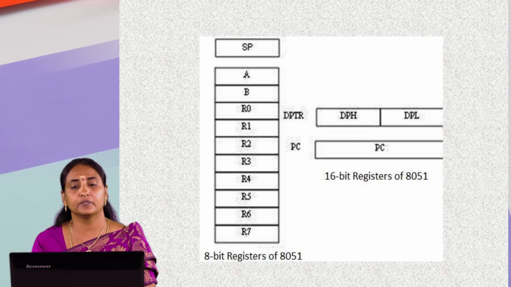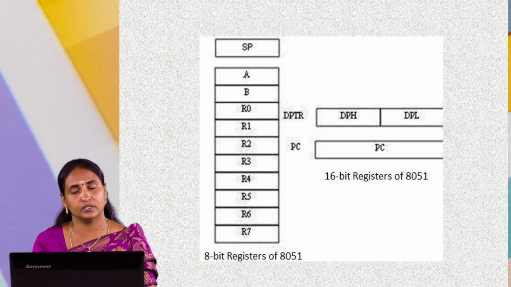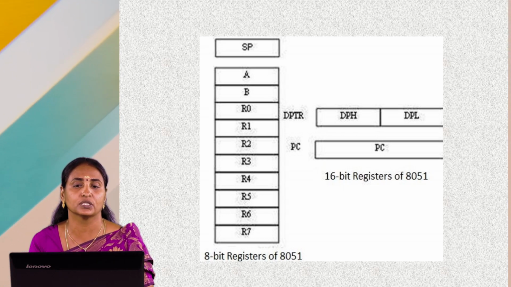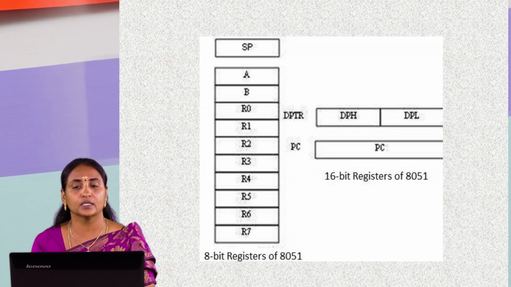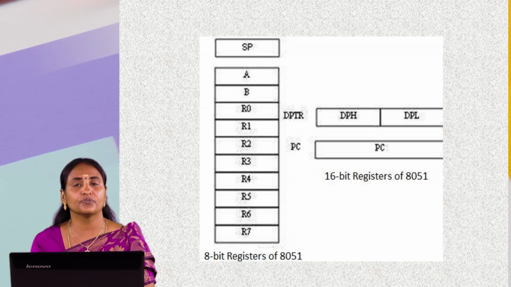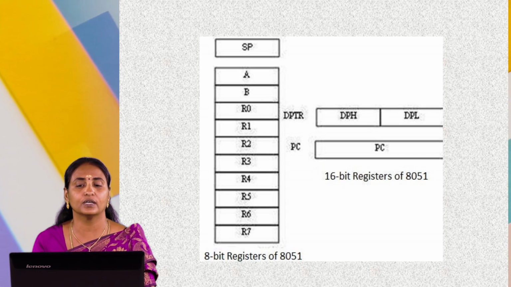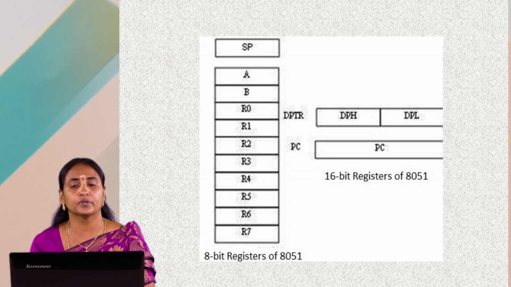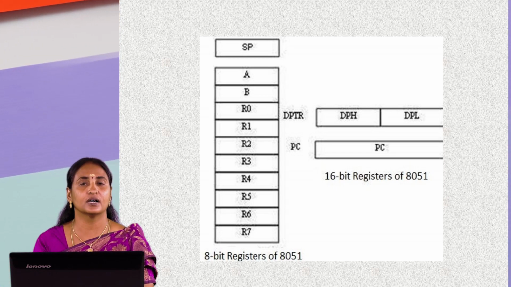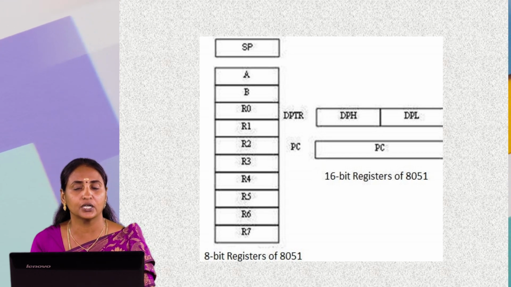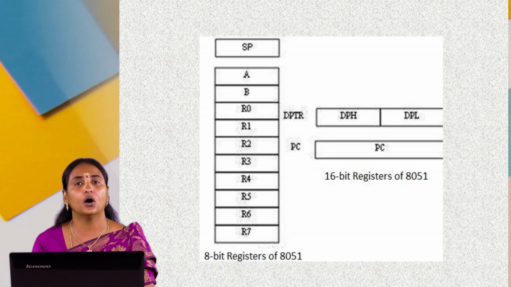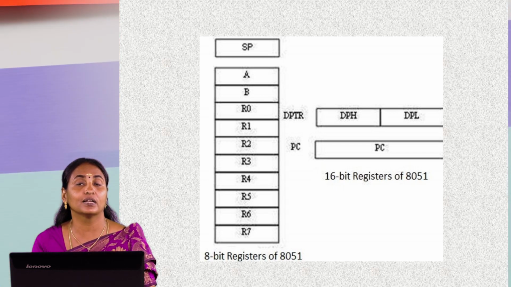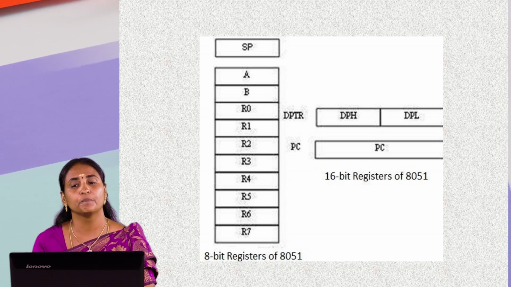The stack pointer is an 8-bit register. With the stack pointer we can temporarily store data at the time of program execution in the stack. The accumulator is an 8-bit register of the 8051. The B register is one of the 8-bit registers of the 8051. And R0, R1, R2, R3, R4, R5, R6 and R7, all these 8-bit registers are used in all banks. DPTR, data pointer, is a 16-bit register available in the 8051 microcontroller.